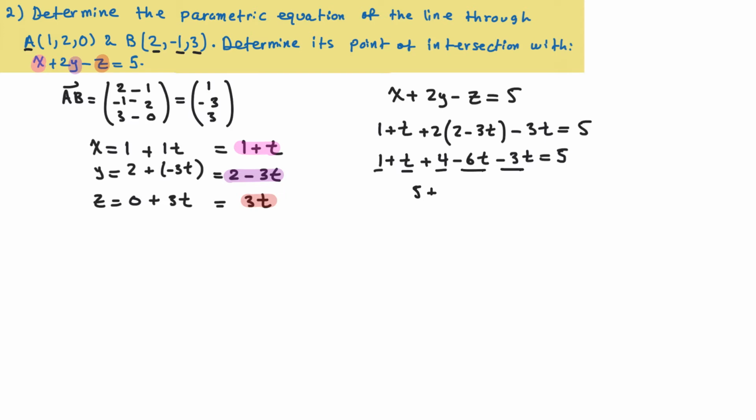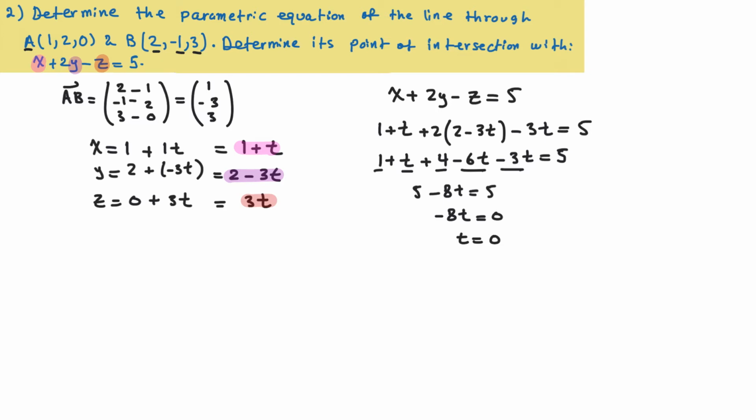So that's negative 9, negative 8. So I'll rewrite this as negative 8t is equal to 5. Subtract 5 from both sides. I will get negative 8t is equal to 0, and therefore t is equal to 0. So that means the point of intersection happens when t is equal to 0.